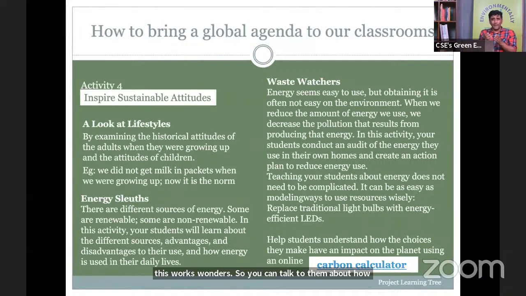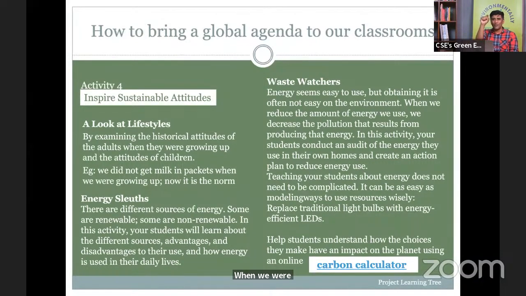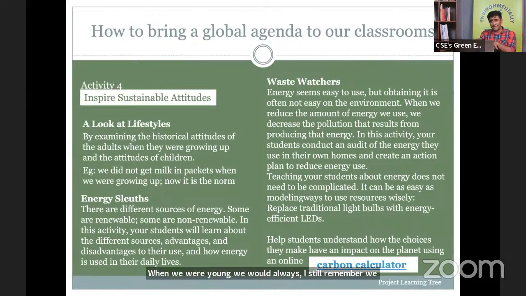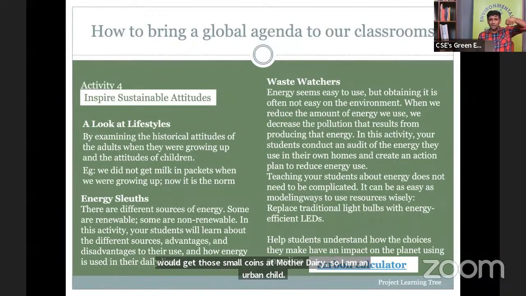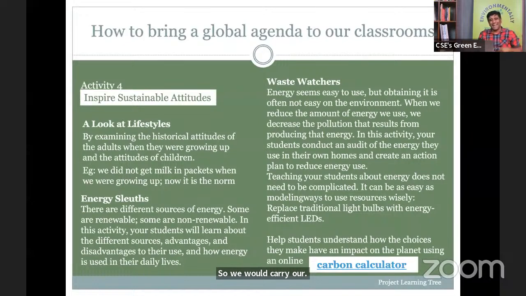So when we were young, I still remember, we would get those small coins at Mother Dairy. I am an urban child. So we would carry our milk box or whatever you call it, a container, and we would buy those coins and then we would take out the milk. Right now, it is all plastic. So the transition that has happened, and there are many examples that you would be able to come up with.